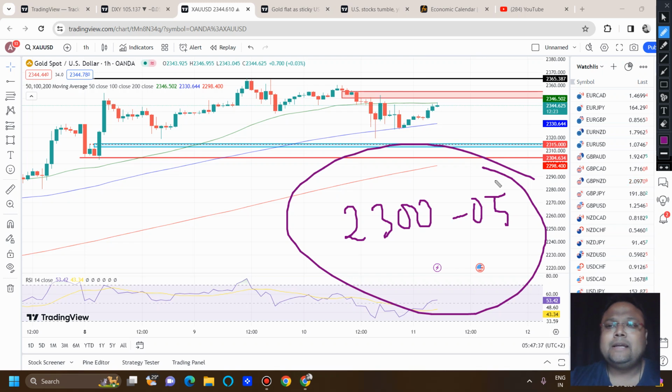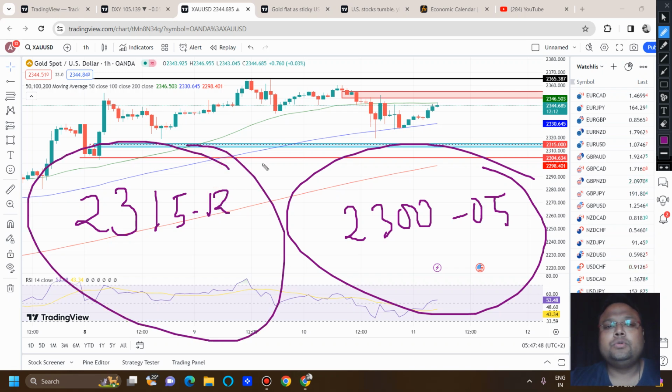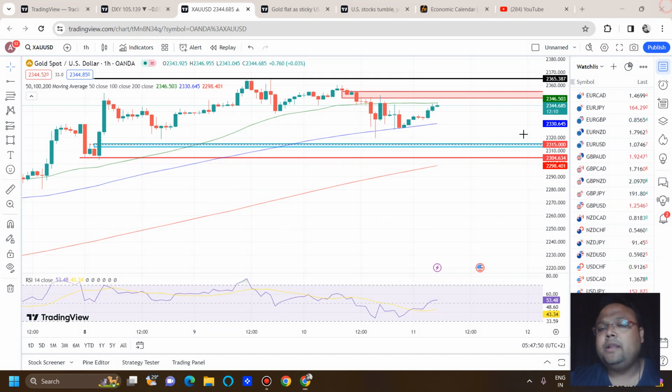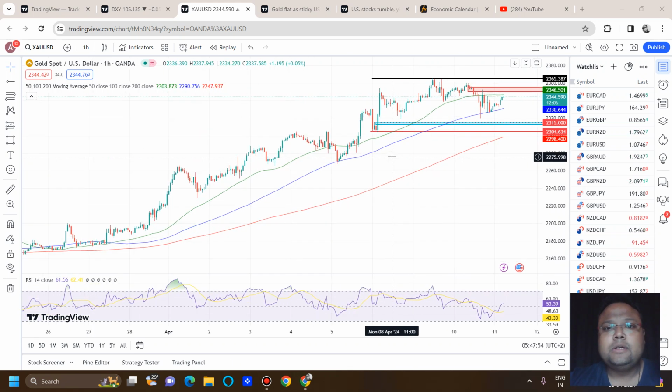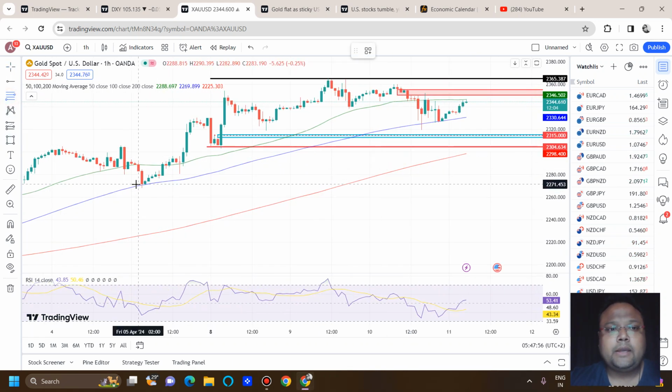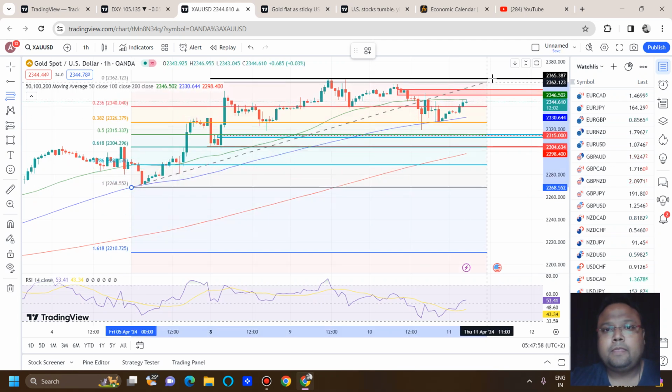But the problem is that this level is far away, so we need to look at immediate levels. So we have another level around 2315 to 2312. The thin blue box that I have drawn here is another level where you can look for some support around the market. Let me show you why.